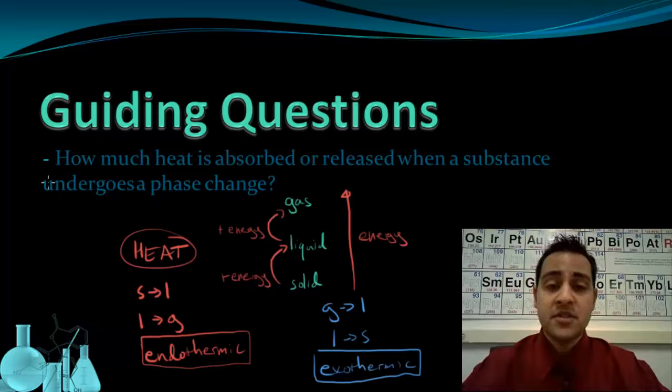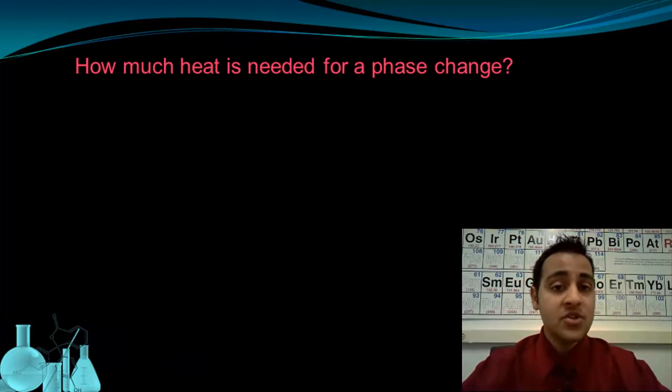And we can also throw in sublimation and deposition. Sublimation is a solid becoming a gas directly, that has to be endothermic, and deposition being a gas going directly to the solid phase. So that's exothermic because it's going down in energy. So clearly heat is involved in these phase changes. The question is how much heat is needed for a phase change.